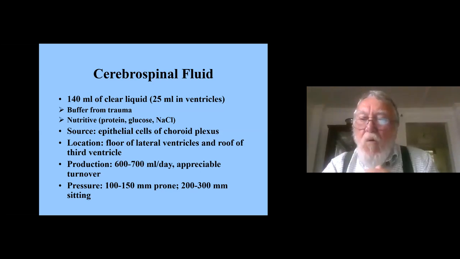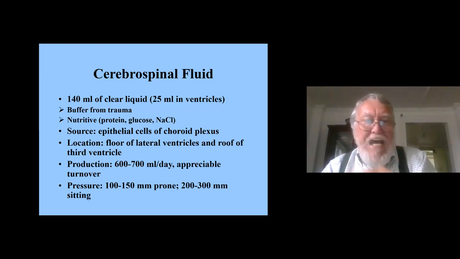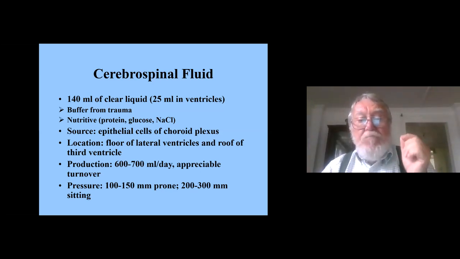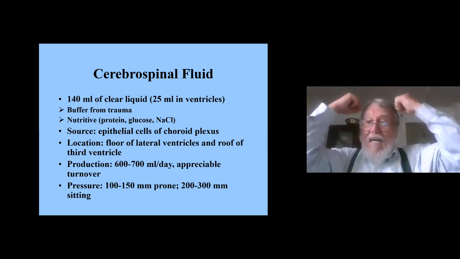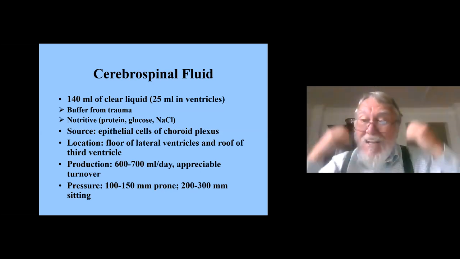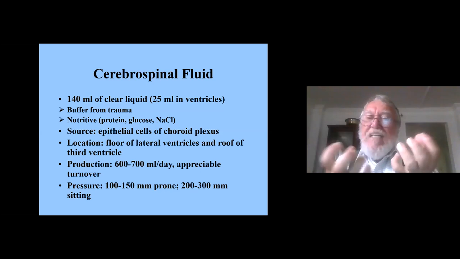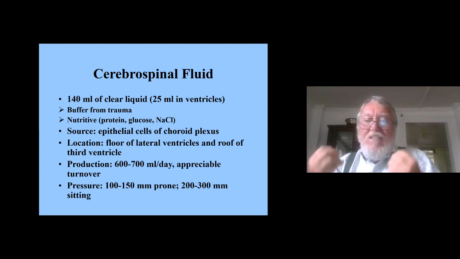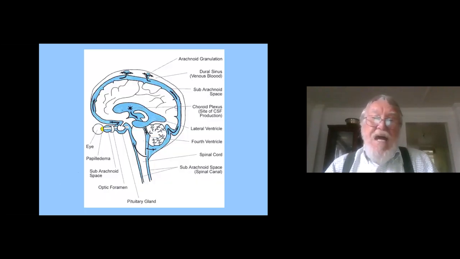So it's going to be very important that we have exit points for the CSF, because we're producing 700 milliliters per day, 140 milliliters of CSF. And this produces a pressure. So it's 100 to 150 millimeters prone, 200 to 300 millimeters sitting. So literally, as we're all sitting here in this lecture, the CSF is pushing the CSF through the lateral and third ventricles into the cerebral aqueduct, into the fourth ventricle, and then into the subarachnoid space.